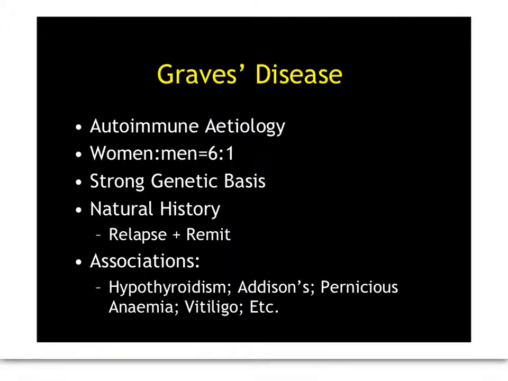Graves' disease is a classic autoimmune disease. It affects women much more commonly than men. It runs strongly in families. And as we'll look at in a minute, it does have this very classical relapse and remit type of natural history.